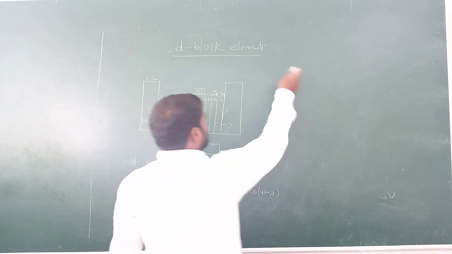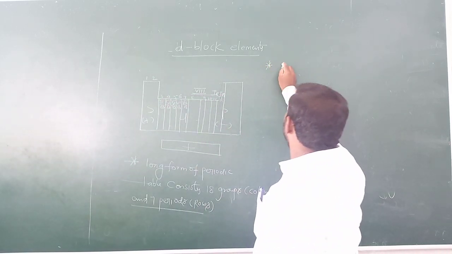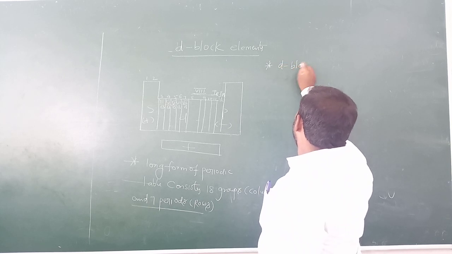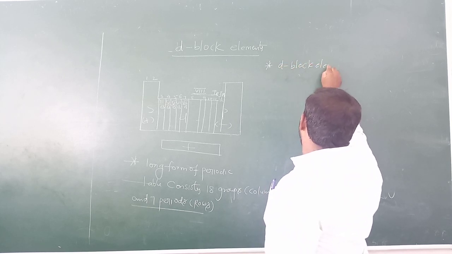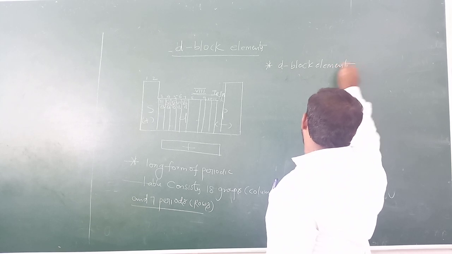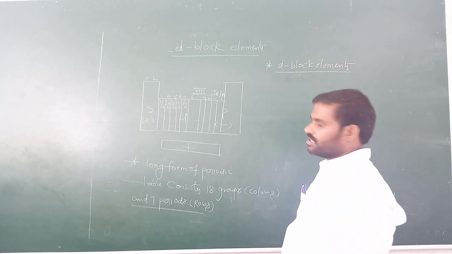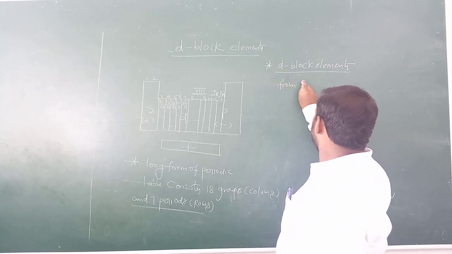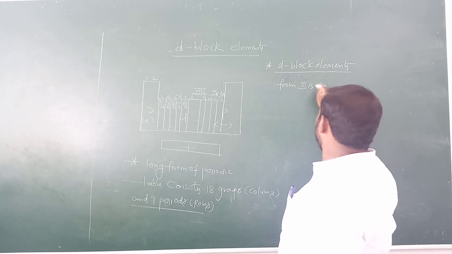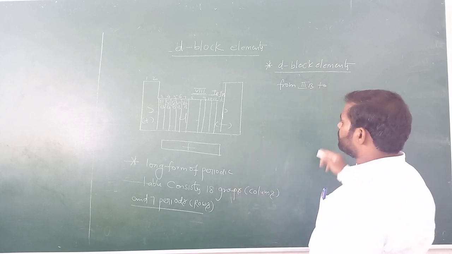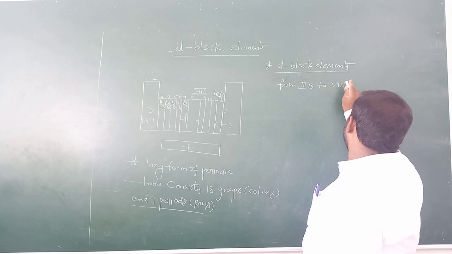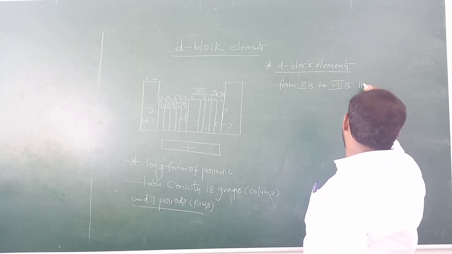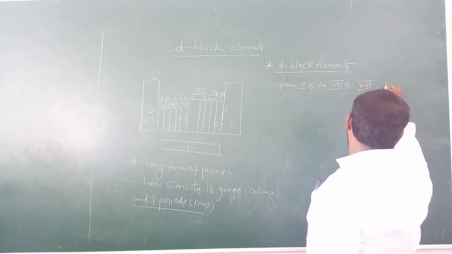So that means d block elements are from third B to seventh B and eighth, first B.